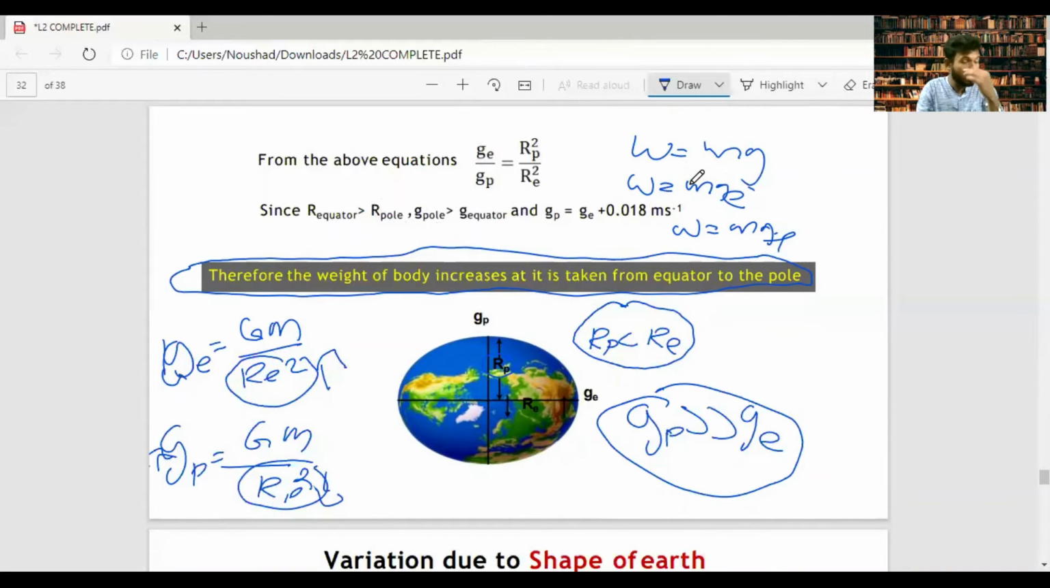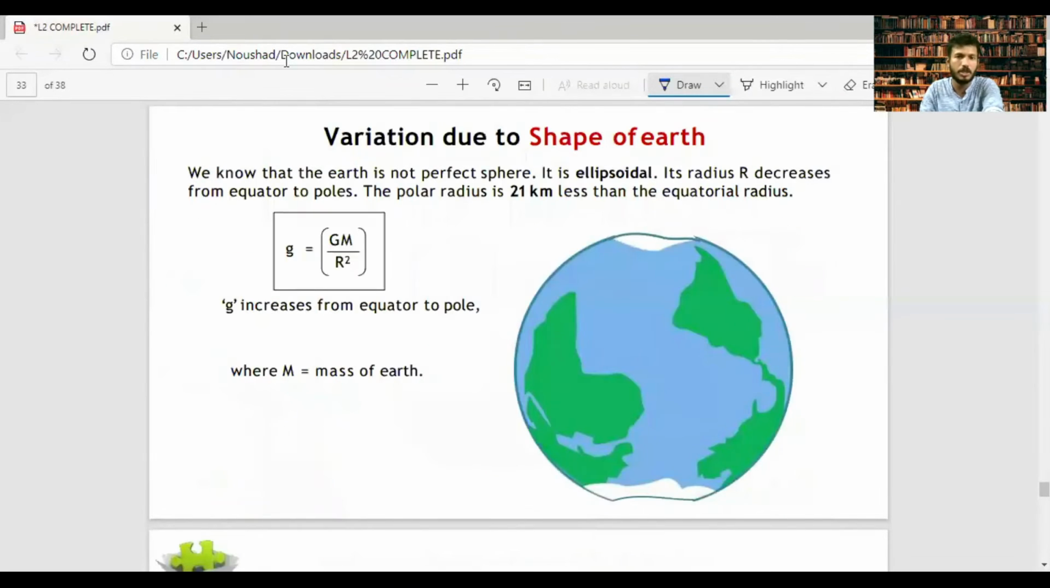GE? No, GP. GP is greater. So weight at the equator is lesser, weight at a pole is greater. Look at the denominator of the equation, that is GM by r square. Calculate this r at the pole and at the equator. We get an idea about the change in acceleration due to gravity at the equator.